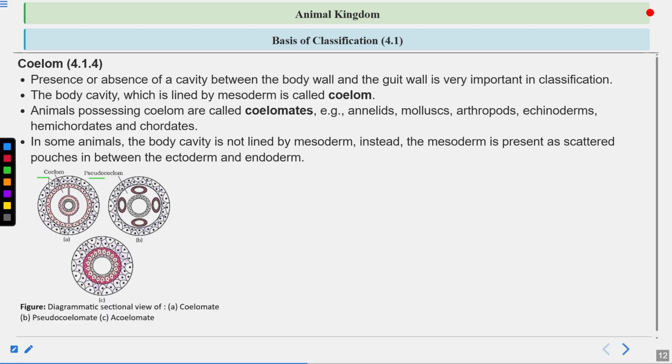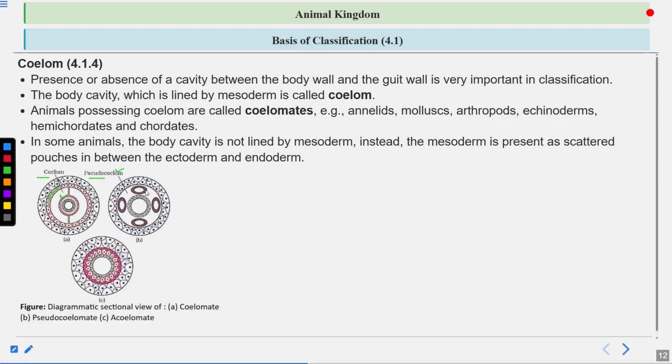So let us see what is coelom here. This is the body wall, and you can see this layer is the inner lining of the body wall that is made up of mesoderm. This is the gut wall, and the outer layer of the gut wall is made up of mesoderm. So this is a true body cavity.